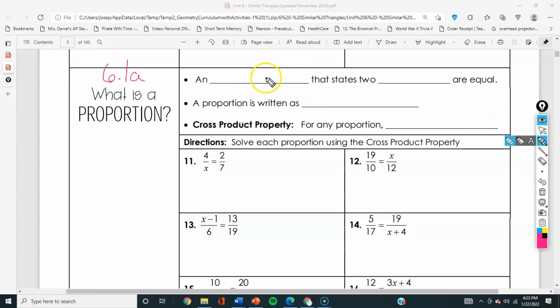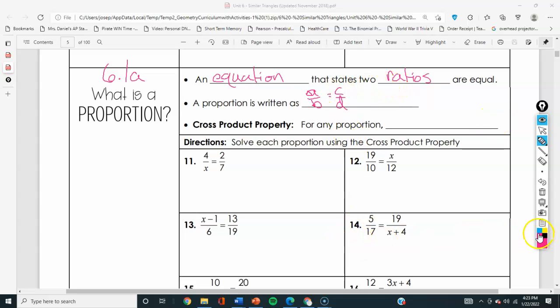Well, not much. A proportion is going to be an equation. So it's going to be an equation, not just a comparison between two different ratios that are equal. We're gonna write it usually as a fraction, something like a over b equals c over d. Now for these, we are gonna cross multiply to solve these beasts.